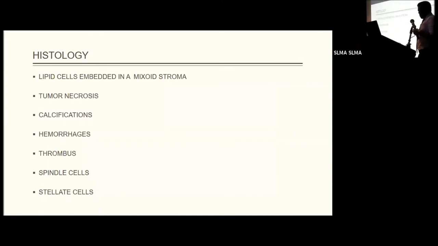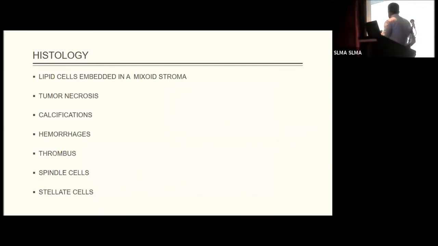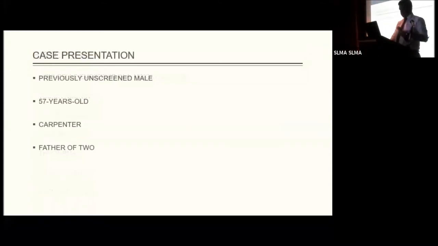So histology: lipid cells embedded in a myxoid stroma, tumor necrosis, calcification, hemorrhage, thrombus. Basically, two types of cells named after their shapes, spindle cells and stellate cells. And we can show some pictures of this later.